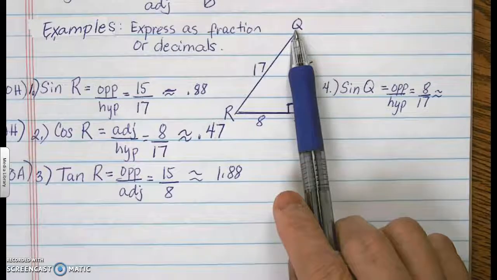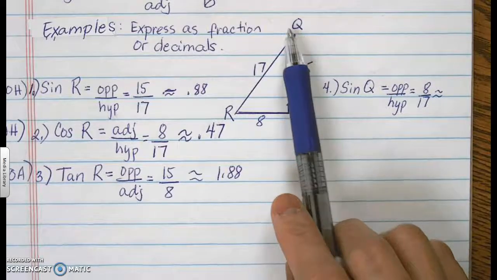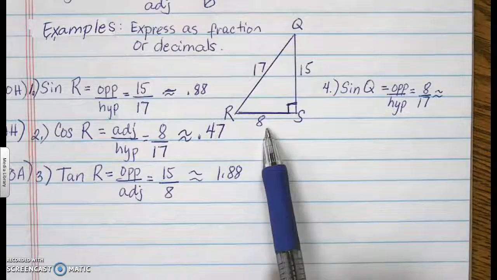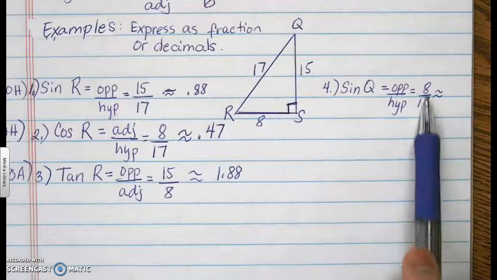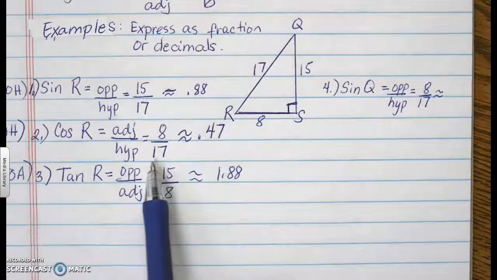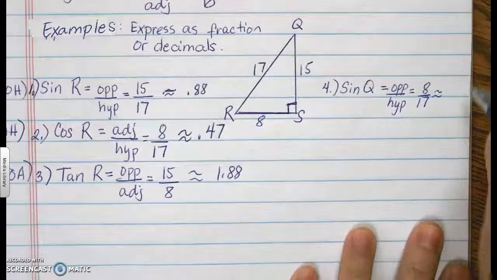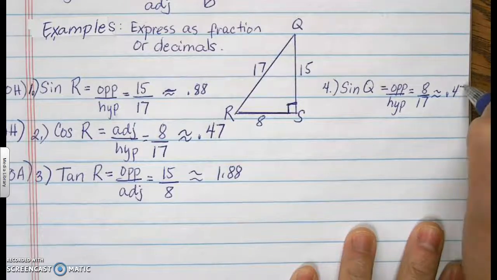Let us go ahead and do sine Q. So this is your angle of reference. Sine Q is opposite over hypotenuse. So that would be 8 over 17, which I think we got here already, approximately equal to 0.47.